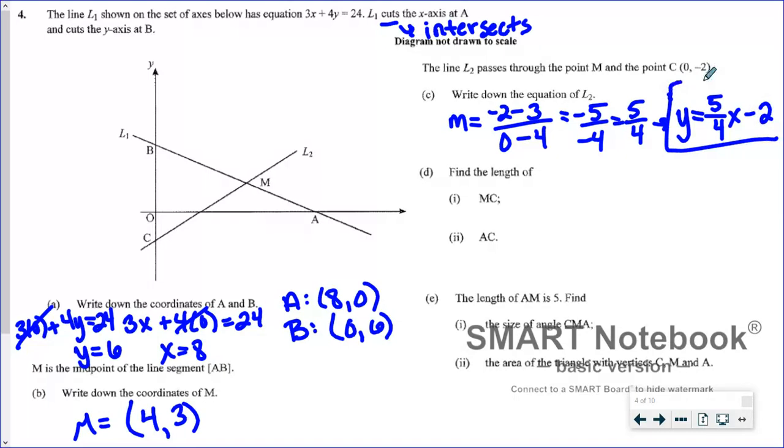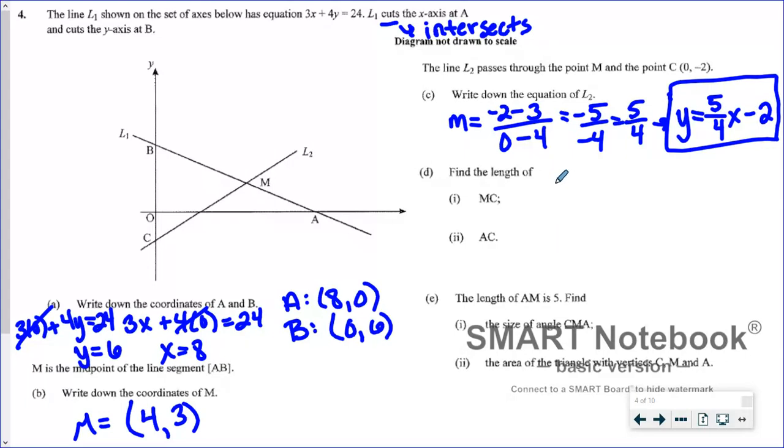All right, now, just as a side note, if they do ask for it in standard form or some variant of standard form, they always will tell you that they want integer coefficients. All right, so after you manipulated these around, in order to get rid of this fraction, you would have to multiply everything by 4. Does that make sense? So in standard form, this would be -5x plus 4y is equal to -8.